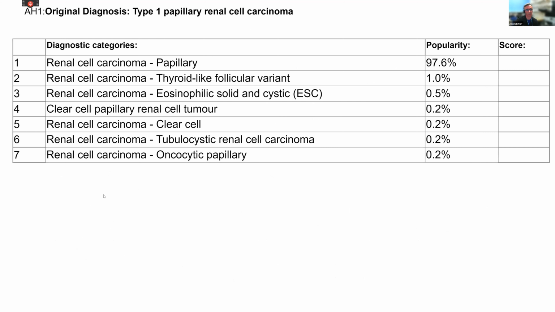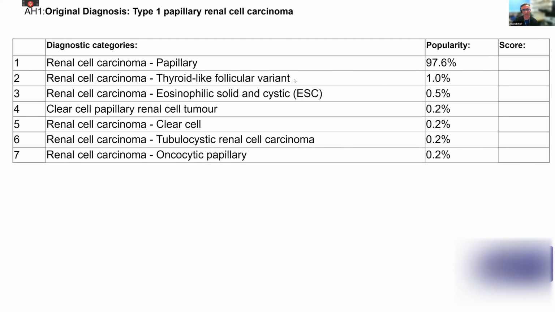So it's a fairly straightforward question to start with. Almost 98% favour this was a papillary RCC. But we've got about 15 or so people who've mentioned other things. So thyroid-like follicular variant, I think people were perhaps taken by the rather microcystic areas, perhaps with some colloid within them. It didn't look typical of thyroid colloid, I've got to say.